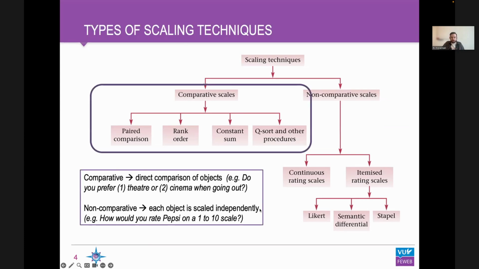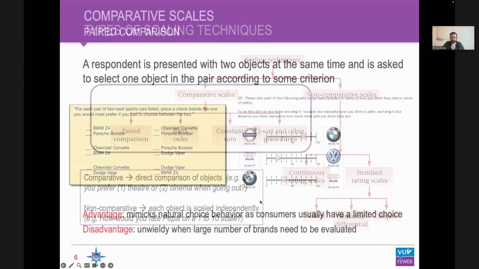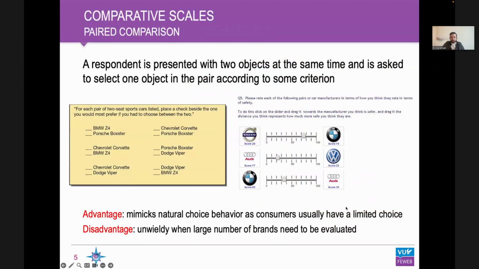But let's first focus on the comparative scales. We will go over them one by one. The first one is paired comparison. In paired comparison scaling, a respondent is presented with two objects at the same time and asked to select one object in the pair according to some criterion. It is useful when the number of brands is limited because it requires direct comparison of brands.